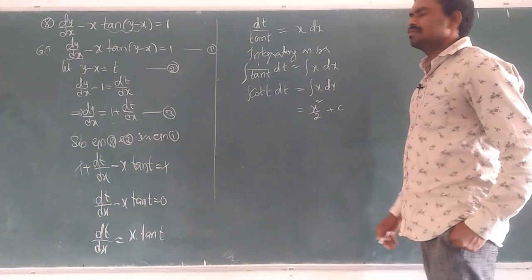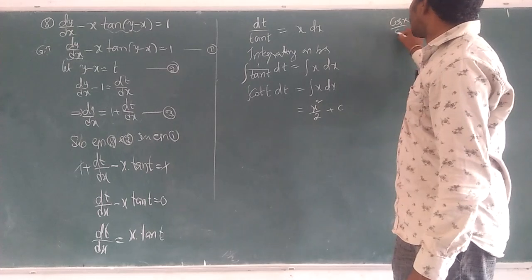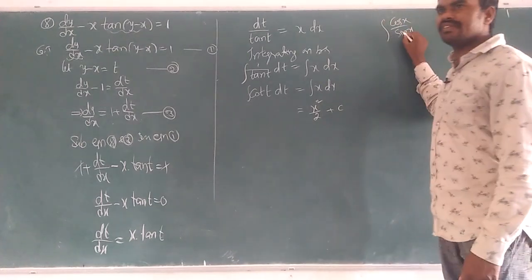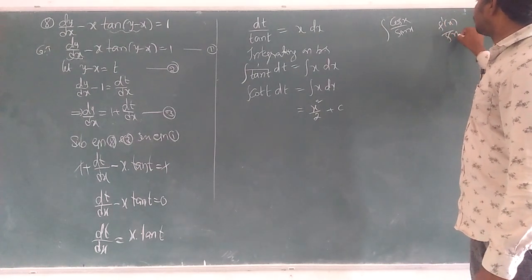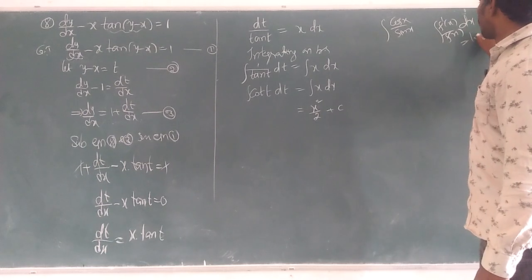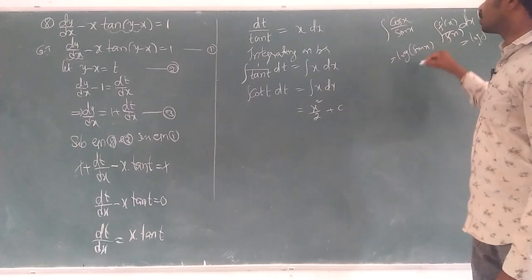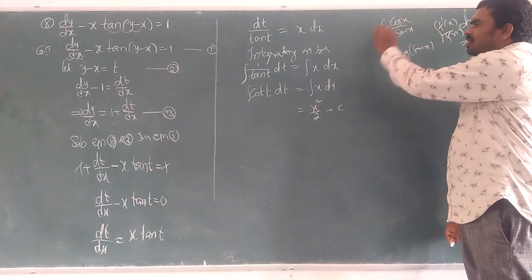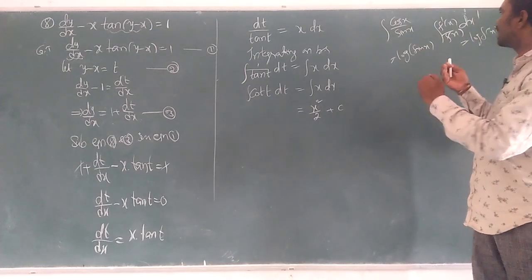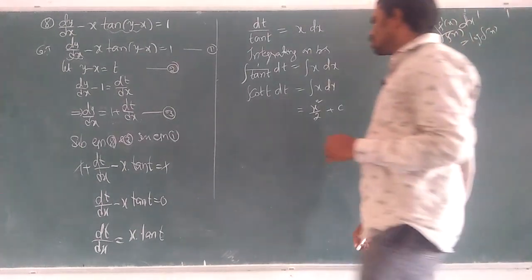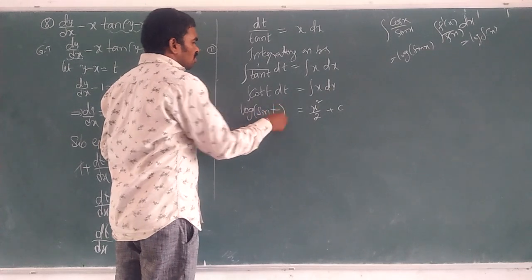Generally, cot x means cos x by sin x. The derivative of sin is cos, so applying the f dash x by f of x formula, that is log of f of x. So here we get log of sin x. You can directly remember that the integration of cot x is log sin x. Otherwise, if you forget the formula, you can get it using this formula. So the integration of cot t is log of sin t, and this is the answer.